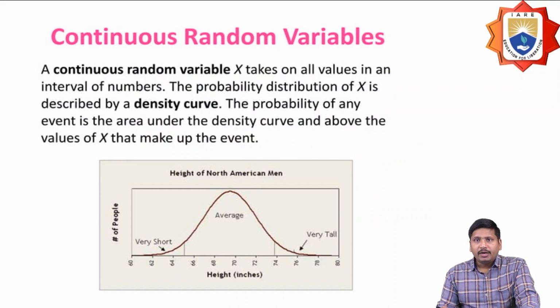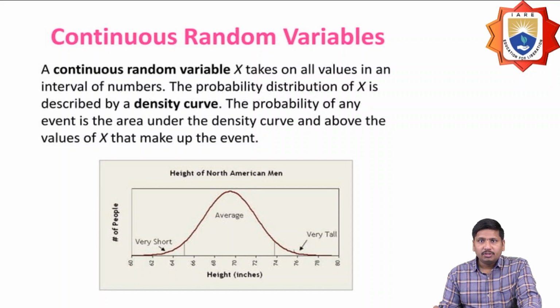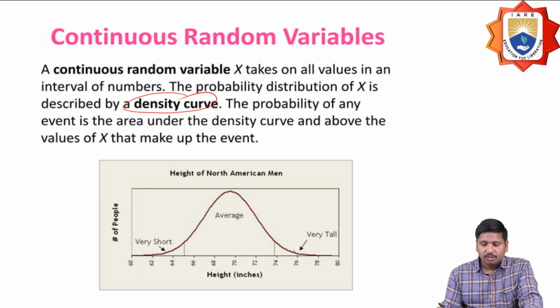So this continuous random variable takes on all values in an interval of numbers, and the probability distribution of x should be described by the density curve. So the probability of any event is the area under the density curve and above the values of x that make up the event here.